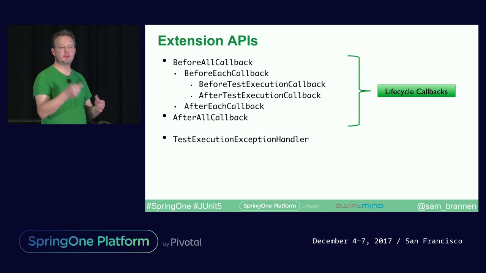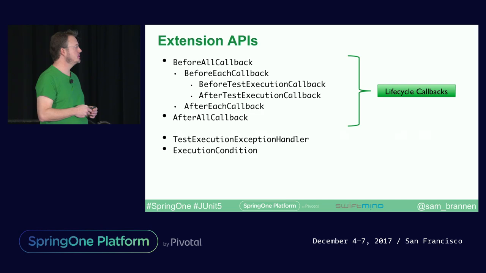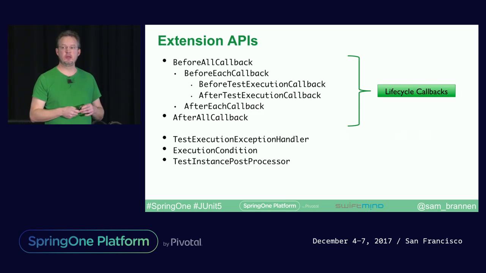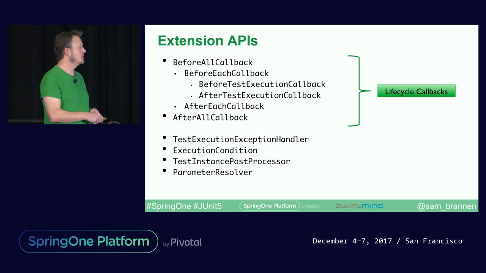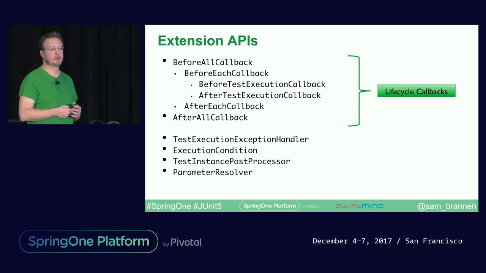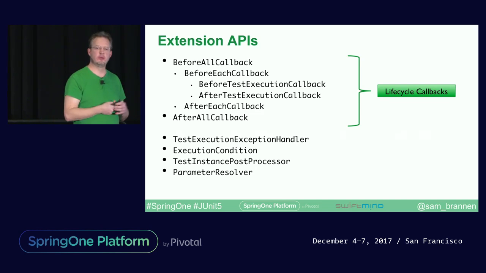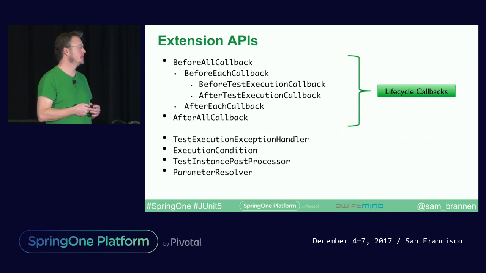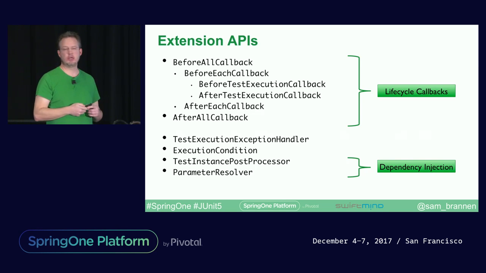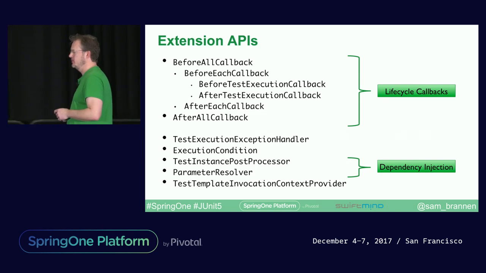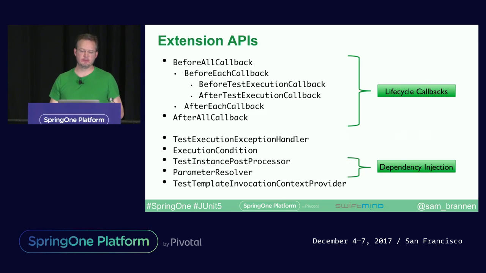And then we have support for handling exceptions, if you wanted to implement your own expected exception kind of extension. Execution conditions, we'll get into more detail later on, but that's what we call conditional test execution. Test instance post-processor: if you use Spring, you might have heard of the bean post-processor, so this is a similar concept, and this is where you perform dependency injection. And the other part here, parameter resolution, that's also inspired by Spring MVC support. You might have used Spring MVC before and seen you can have multiple different parameters coming from different places, and we support that in JUnit Jupiter as well. So again, these two are the dependency injection, and then the last one is more complicated, the test template invocation. That's for things like repeated tests and parameterized tests.